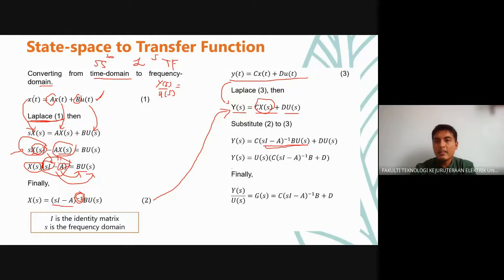This is X(s). Then you factorize U(s), and finally you get C(sI minus A) inverse B plus D. So finally this is the formula to convert from state space to transfer function.